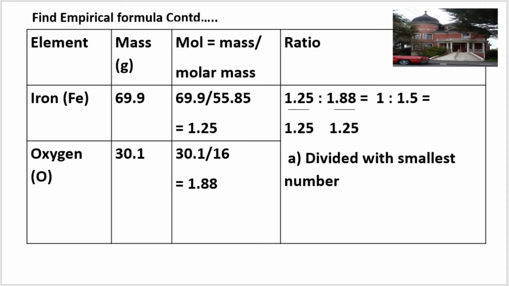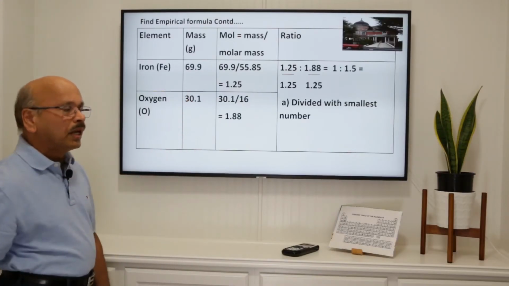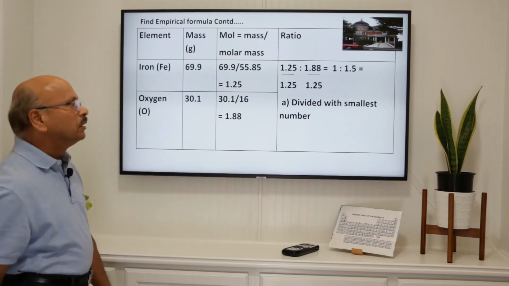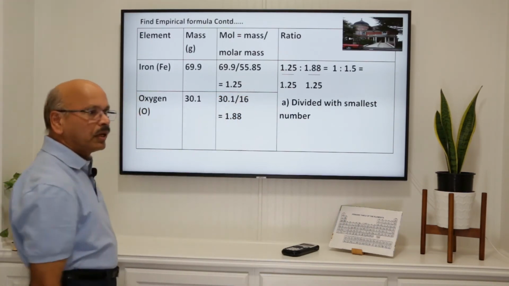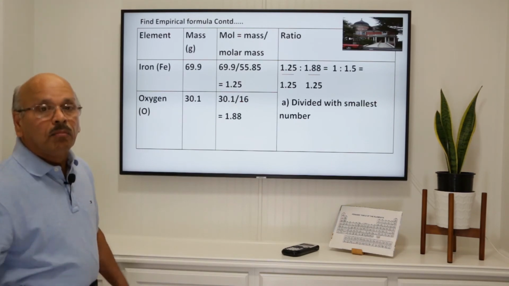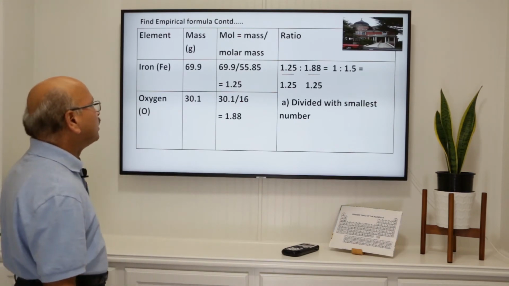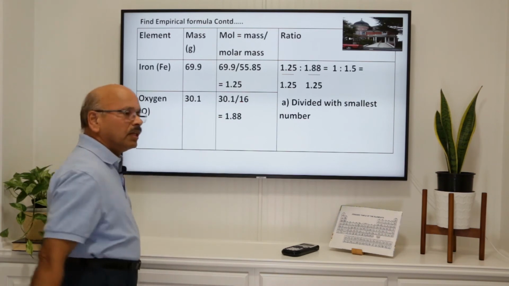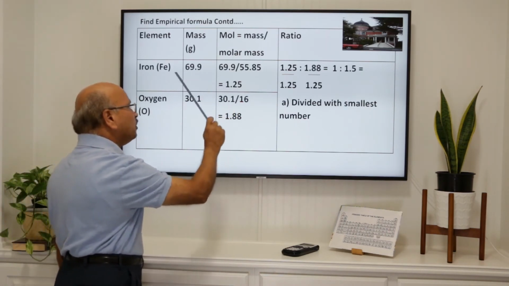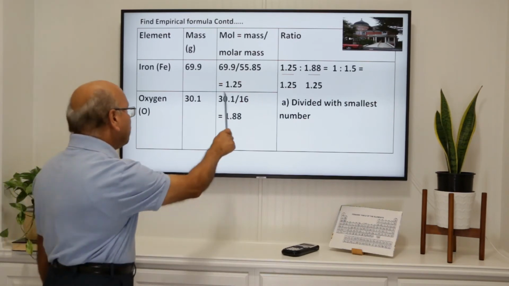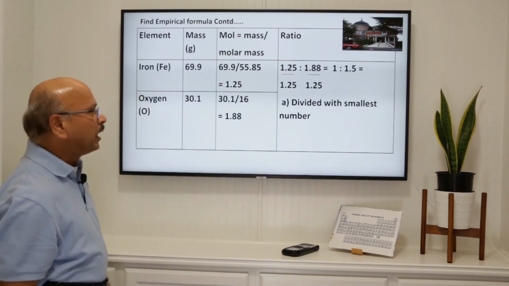In the tabular column, we have the elements iron and oxygen. These are the masses, 69.9 and 30.1. And then what? Divide by the molar mass. From the periodic table, you can get the molar mass of iron and the molar mass of oxygen. So 55.85 is the molar mass of iron. Just divide 69.9 by that, you get 1.25. 30.1 divided by 16 gives you 1.88.